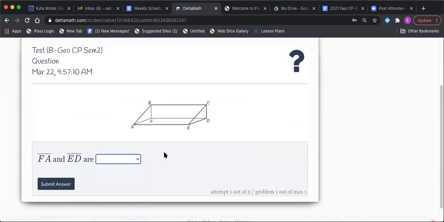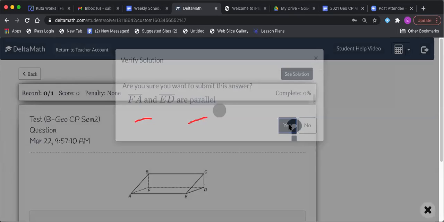So FA and ED, for example. FA is right here, and ED is right here. And I can tell that those are going to be parallel. Those are both in the same plane, but they never intersect each other. So I'm just going to choose parallel from that drop-down menu, and we should be good to go.